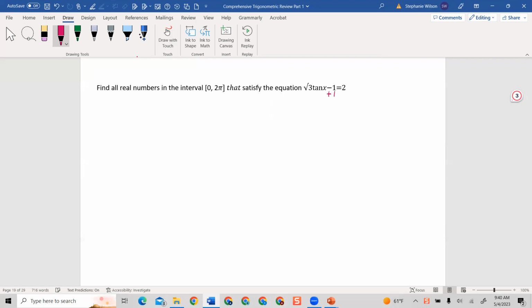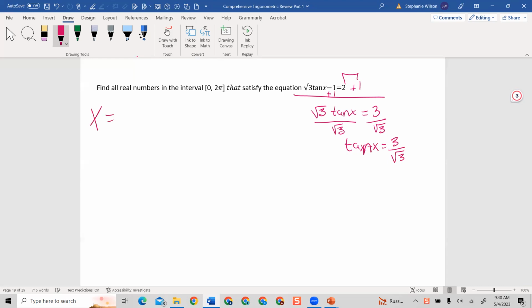I'm going to add 1 to both sides first. Now 2 plus 1 is 3. Square root of 3 is the coefficient on tangent, it's by multiplication, so I'm going to divide both sides by that. Now I have tangent x is equal to 3 over square root of 3. Then I'm going to take its inverse. So x is equal to tangent inverse of 3 over square root of 3.